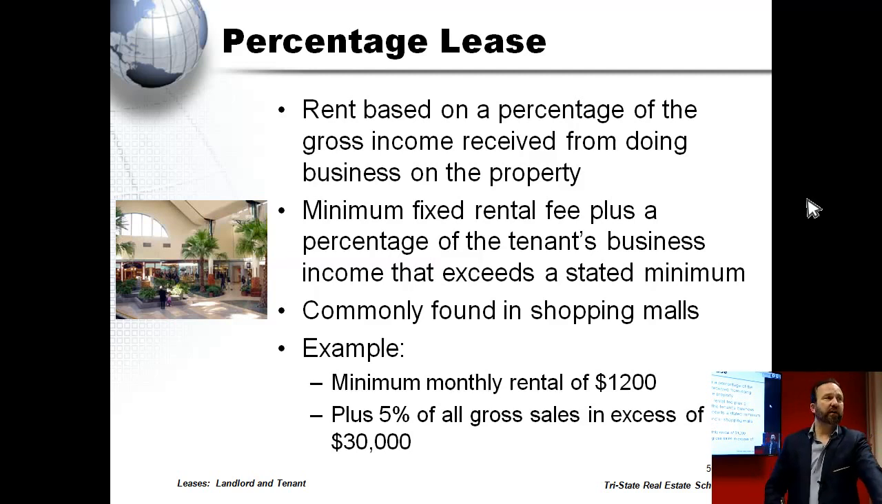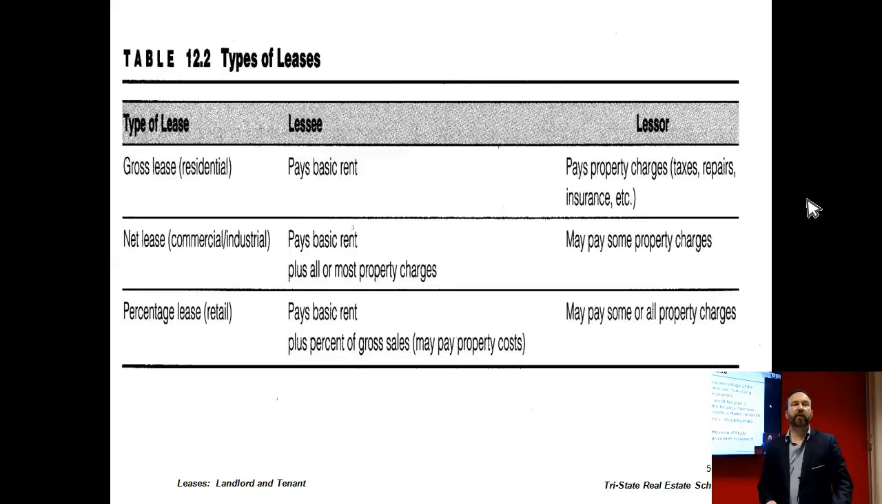You got a mom and pop deli, they're going to probably be paying a flat fee, not even a triple net. Probably just a flat fee because, again, it's not common for smaller retailers because they can't afford it. If you have a big store like that, it might be a way for the landlord to ride the wave with their cyclical business. All right, that's very common.